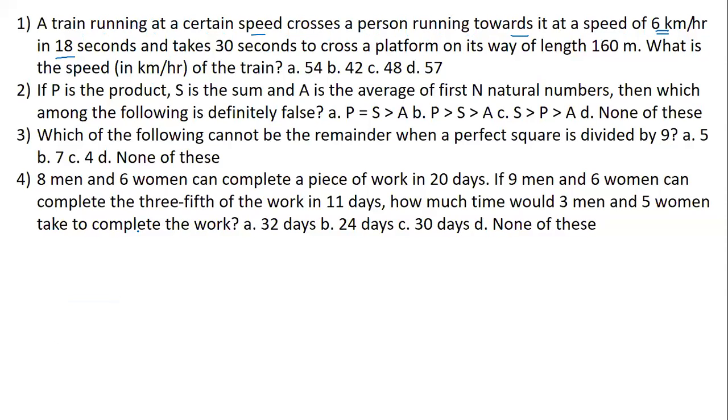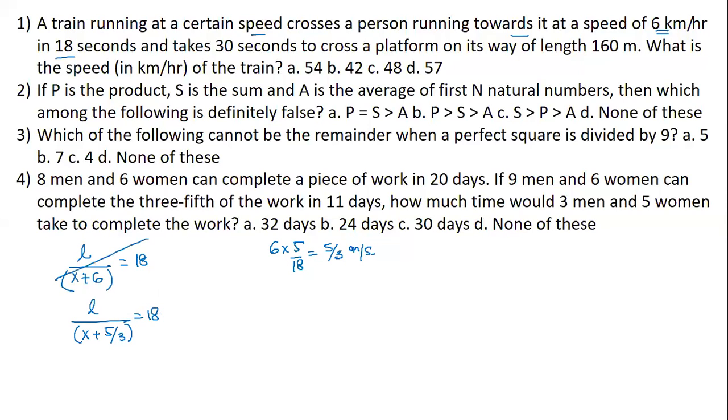If you have done time, speed, distance, you know this. So this is basically L by X, which is the speed of the train, plus 6, which is the speed of that guy, would be equal to 18 seconds. Now this is actually an incorrect equation. Why? Because this 18 is in seconds and this 6 is in km/h. So you need to convert either of the units and make it a common unit. So I'll convert 6 into meters per second by multiplying it by 5 by 18. So this will become 5 by 3 meters per second.